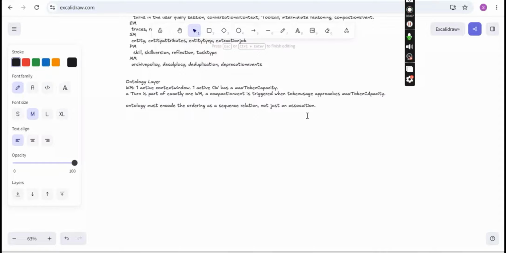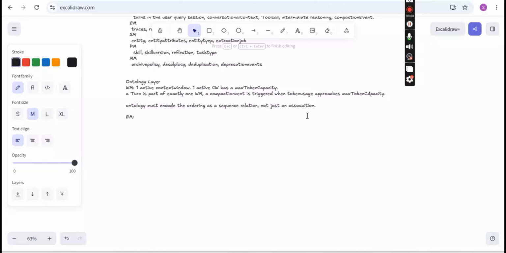Nothing in working memory persists to a subsequent session except through explicit write operations to one of the persistence layers. Until and unless we write it explicitly to one of the persistent layers, it will be destroyed in that session itself. The next one is episodic memory.